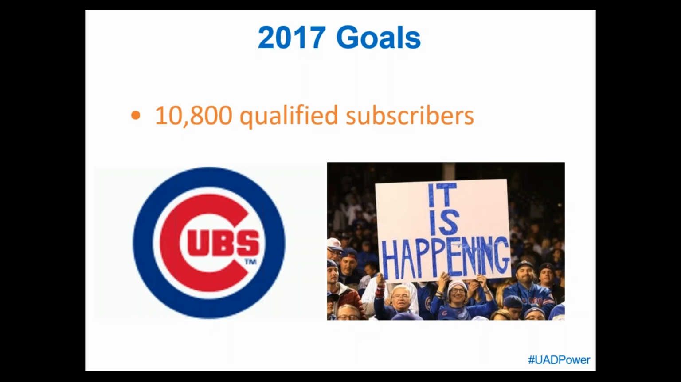So our goal for 2017 is to gain 10,800 qualified subscribers, new names, simply from the email new name promotions that we send out. That's our goal. If the Cubs can do it, I think we can do it. So if I make it that far, I'll definitely keep you posted.